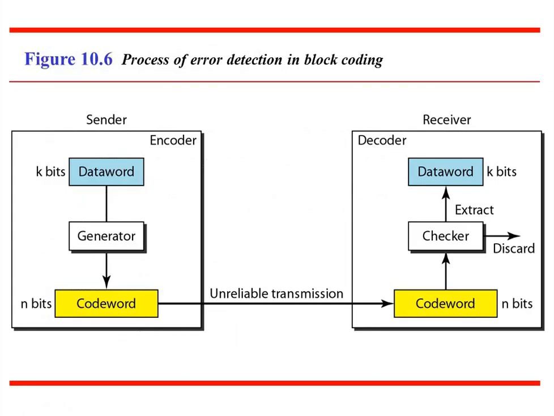So this is again the same technique: the k bits, where the generator adds the redundant bits to it and forms a code word, and that code word is transmitted over an unreliable transmission, and the checker checks the code word. If that code word is not in the valid list, then it will discard it, and if the code word is a valid one, then it is accepted.